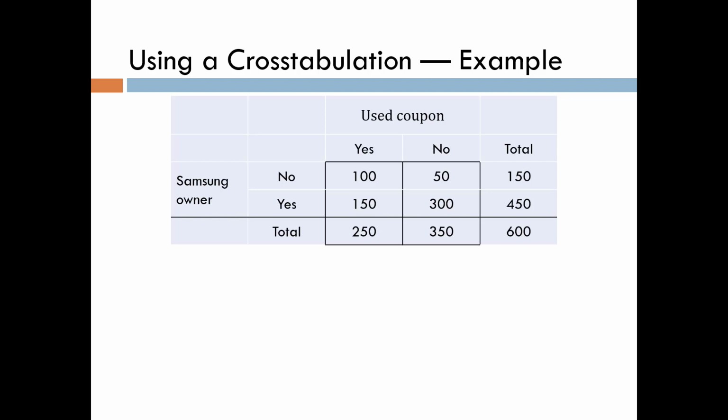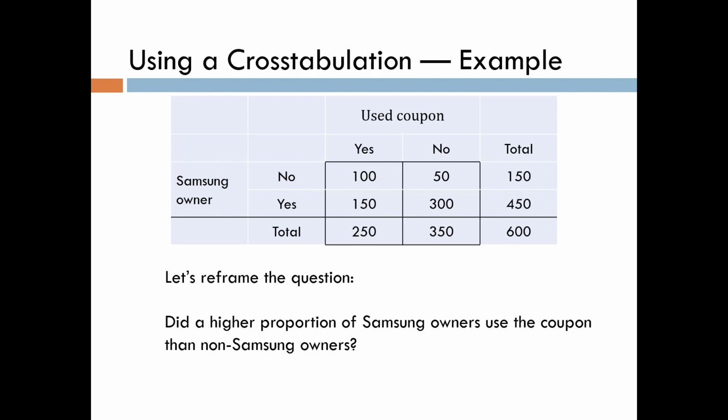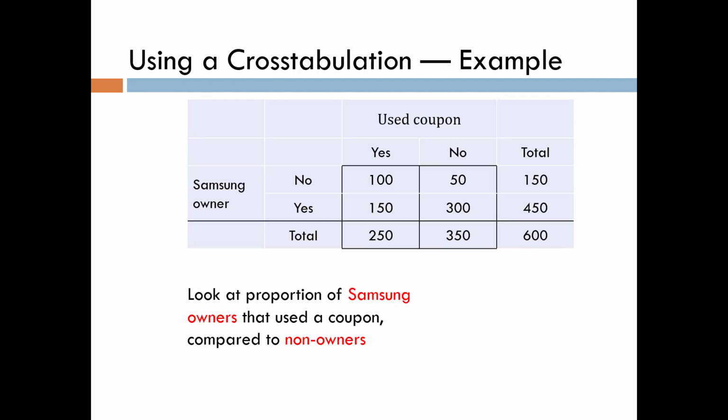In other words, the base of Samsung owners in the sample is much larger, so we have to adjust for that. So we need to reframe this question as follows. Did a higher proportion of Samsung owners use the coupon compared to non-owners? In other words, if the sample had an equal number of both groups, would we still see more coupons being used by Samsung owners? So let's compare the two groups, Samsung owners versus non-owners, and see what proportion of each used the coupon.